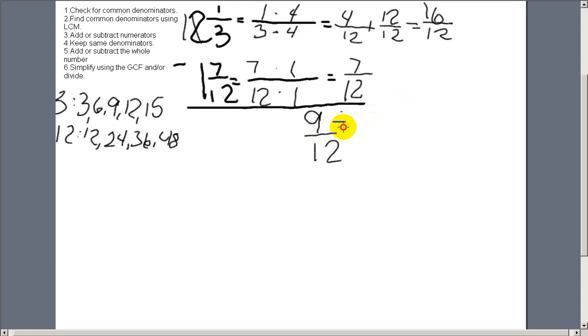So we're going to divide by the fraction 3/3, because again, I divide by a fraction of 1. 9 divided by 3 is 3, and 12 divided by 3 is 4. This is how we subtract mixed numbers with renaming.